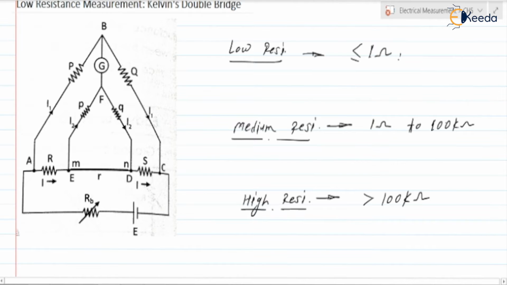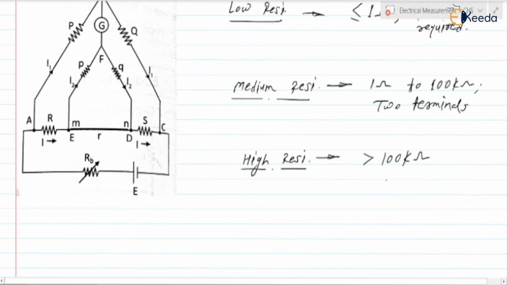Next, one important thing is, for measurement of low resistance, four terminals are required, as this is a very low resistance, less than 1 ohm. Whereas for medium resistance we require only two terminals, and for measurement of high resistance, three terminals are required. This is the difference between low, medium, and high resistance.